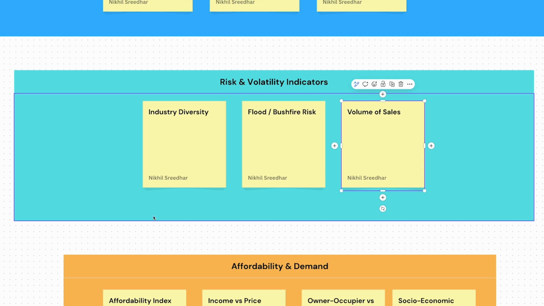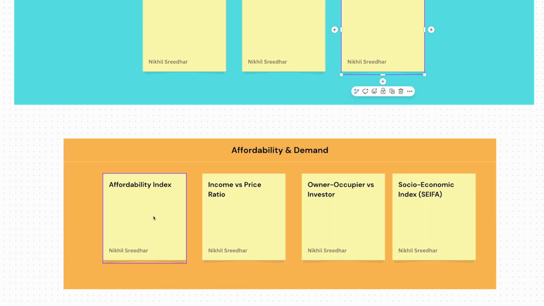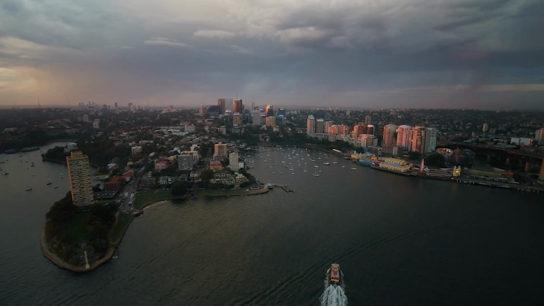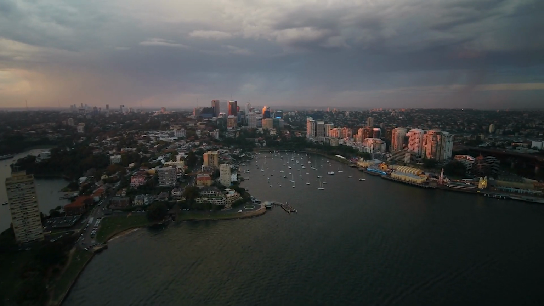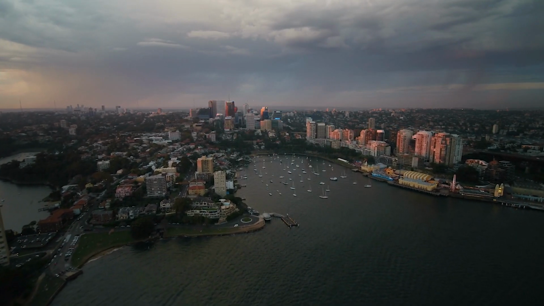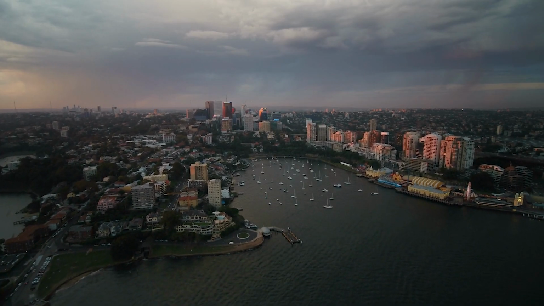Now you've gone from your 15,000 suburbs down to 200. With your risk and volatility layers, you might be able to get down to your next 50 suburbs. And this is when you start layering on the affordability and demand layers of your analysis. These are really important for the long-term growth ability of that property. This layer looks at whether local populations can actually support population growth and property growth, and whether investors are active in the area. So the first data point here is the affordability index.